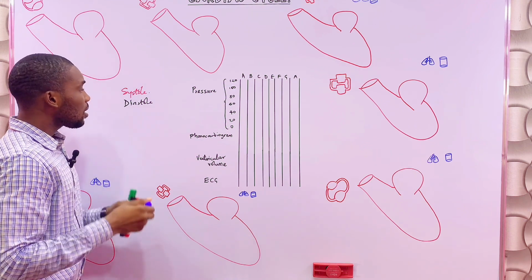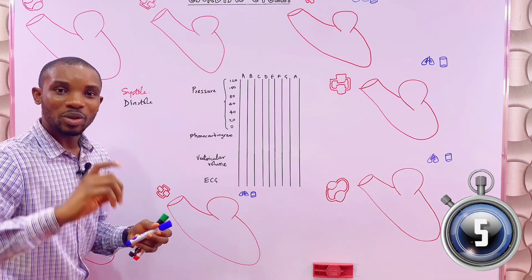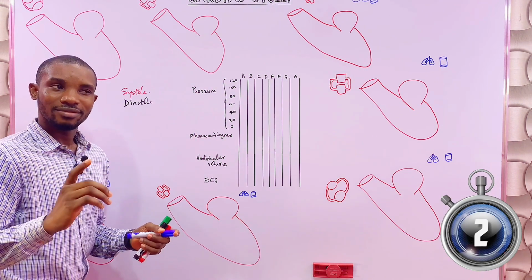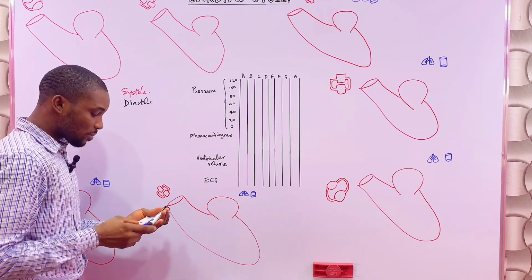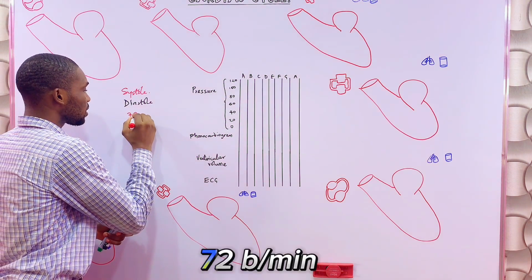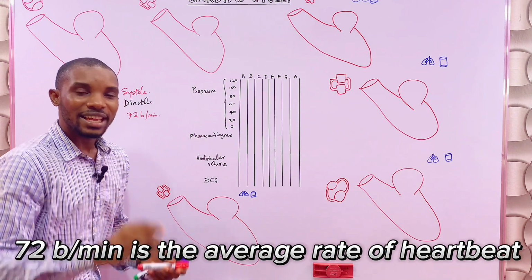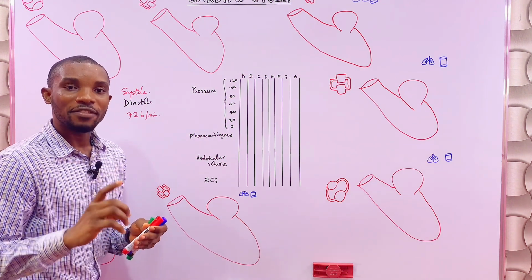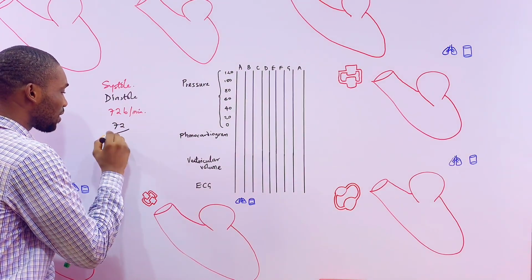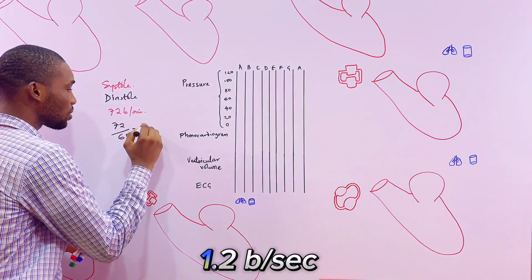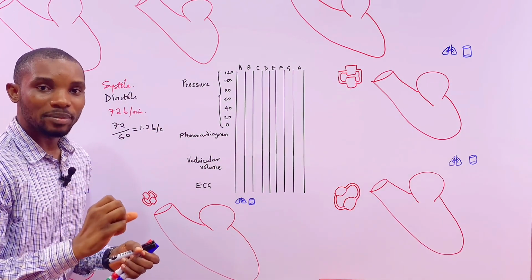Then how many heartbeats do you think we have in a minute? How many times does your heart beat every minute? Put your answer in the comments below. But now let me tell you, the heart beats 72 times every minute. So 72 beats per minute. If the heart beats 72 times every minute, how many heartbeats do you think we have in a second? That would be 72 divided by 60, which gives you 1.2 beats every second. So the heart beats 1.2 times every second.